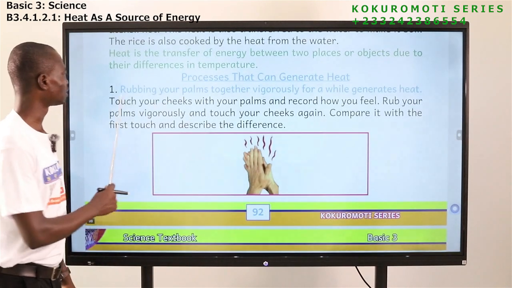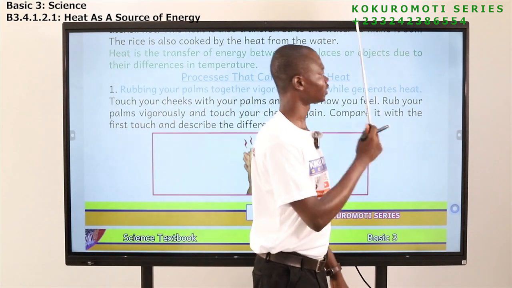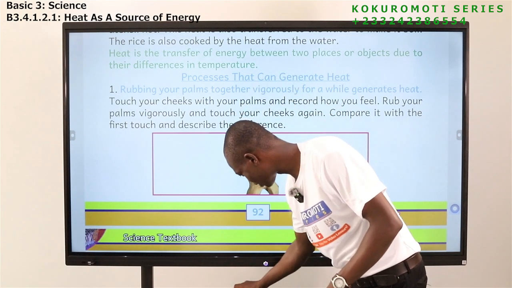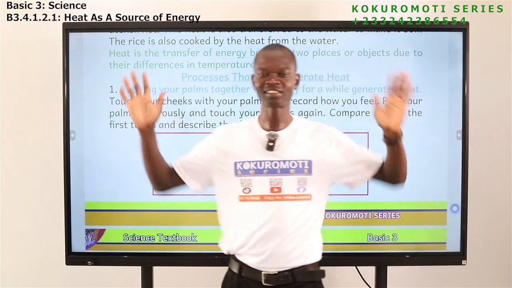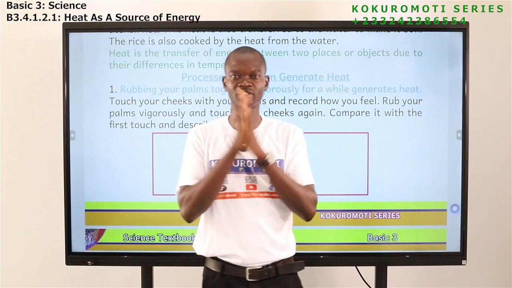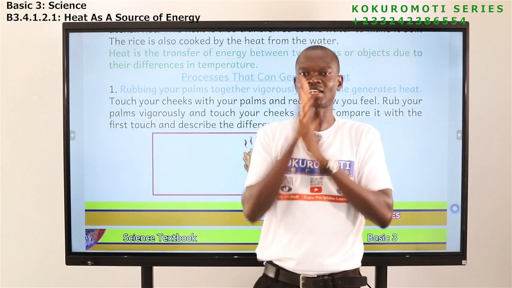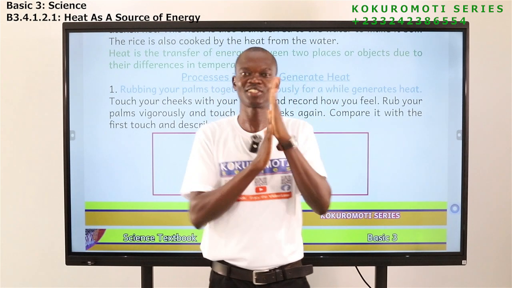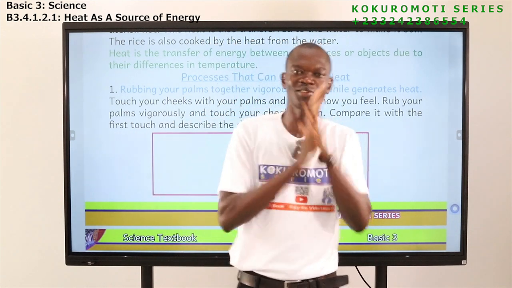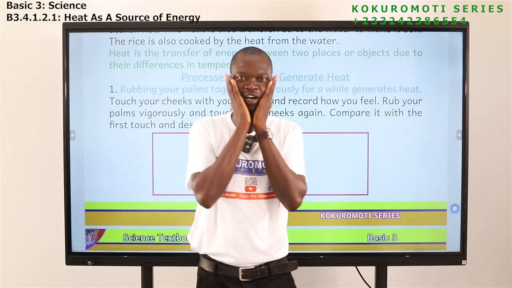The first one: rubbing your palms together vigorously for a while generates what? Heat. I want us to do this thing together. Whatever you are holding, put it down. Put your hands together, then start rubbing your palms. Do it vigorously. Let's go fast. Then touch your chins and tell how you feel.